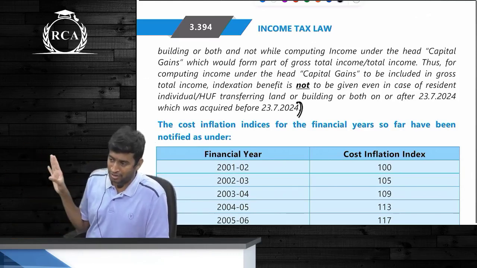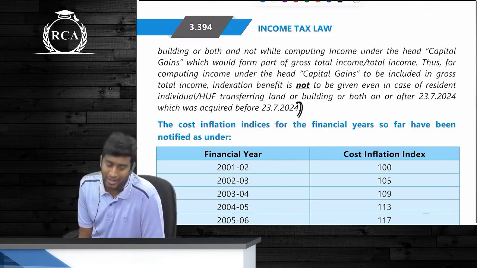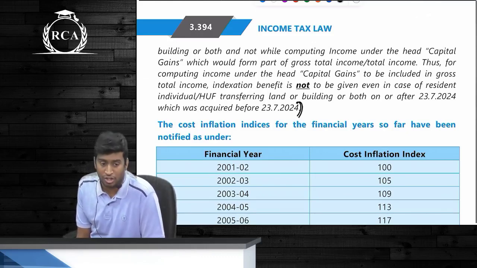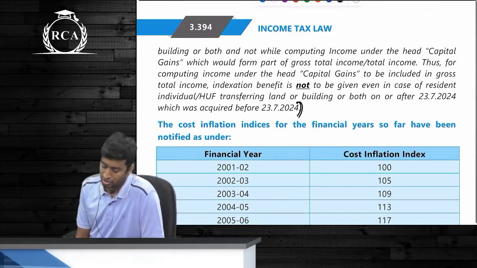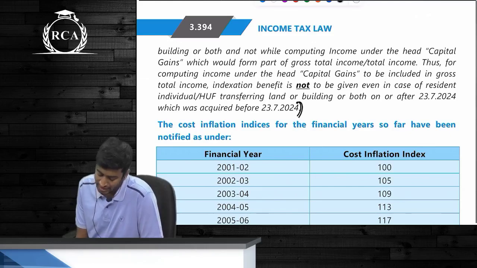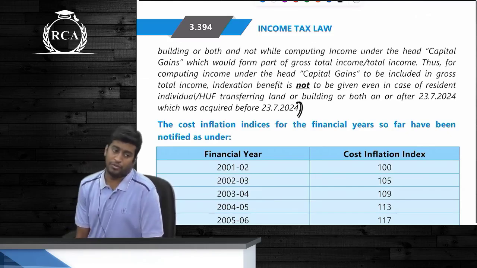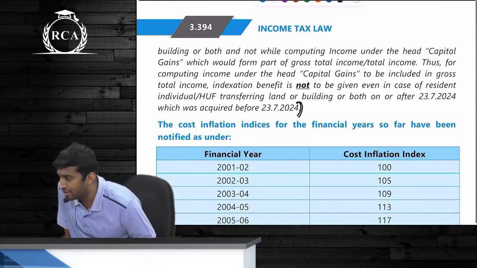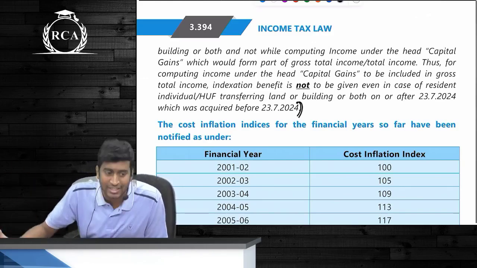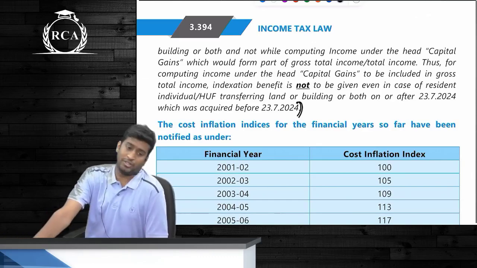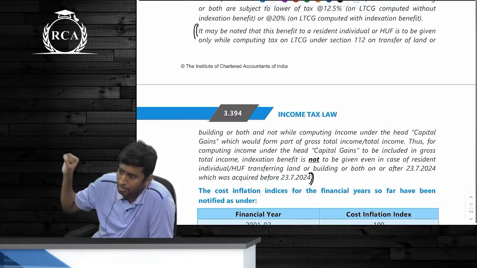This point I was searching in your study material so that you should know what the law position is. Continue. Thus, for computing income under the head capital gains to be included in the gross total income, indexation benefit is not to be given even in a case of a resident individual transferring the land on or after 23rd July which was acquired before. So purchase before, sold after, we have an option for tax, correct, but when you calculate income that has to be done without indexation. Write something if you have understood, well and good, because that is the position of the law.